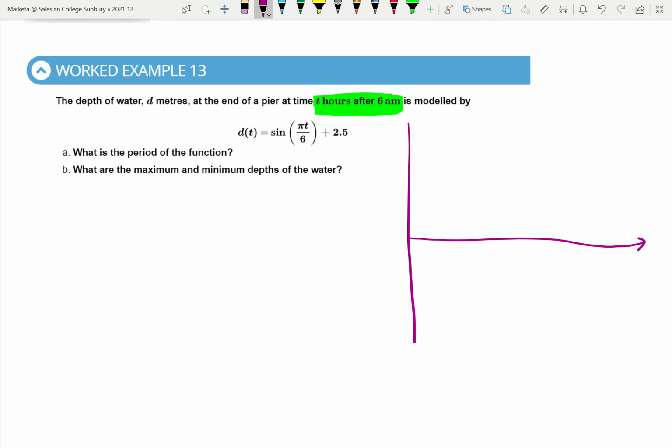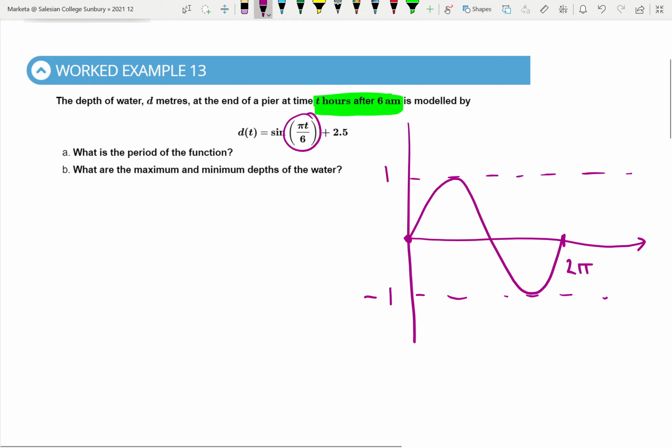Notice that extended response are on CAS, so you would be able to do this on CAS. I'm going to do it by hand, but as I said, it would be on CAS usually. So a normal sine function would go 1 to -1, and it would look like this with a period of 2 pi. So we're going to change the period, and that's part A, so we'll do that.